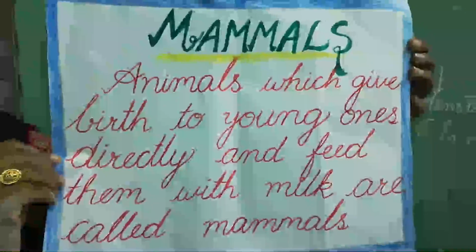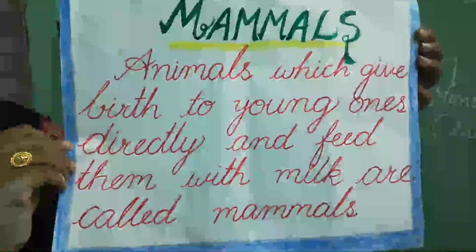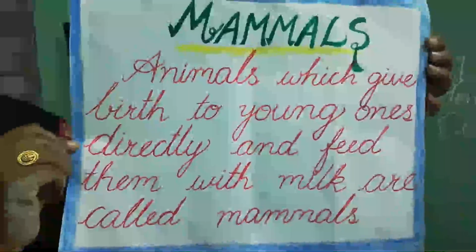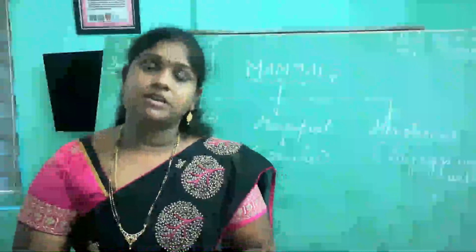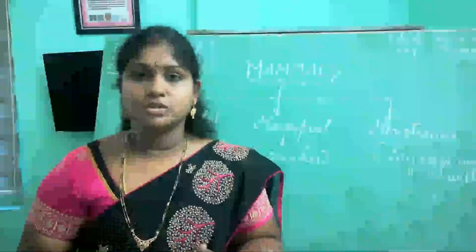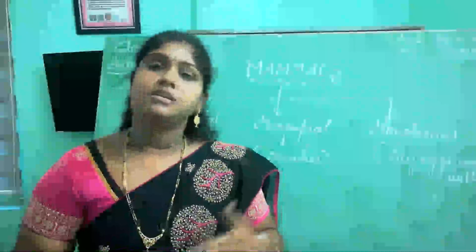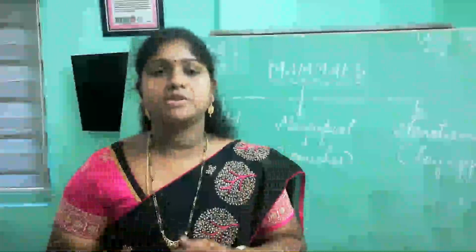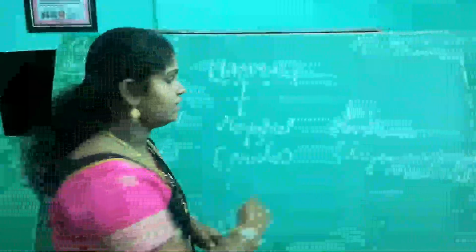So what are mammals? Animals which give birth to young ones directly and feed them with milk are called mammals. What are the examples of mammals? For example, cow, goat, tiger, lion. So these are some of the examples of mammals. Now let us discuss the 3 types of mammals. What are the 3 types of mammals? They are placental, marsupial and monotremes.